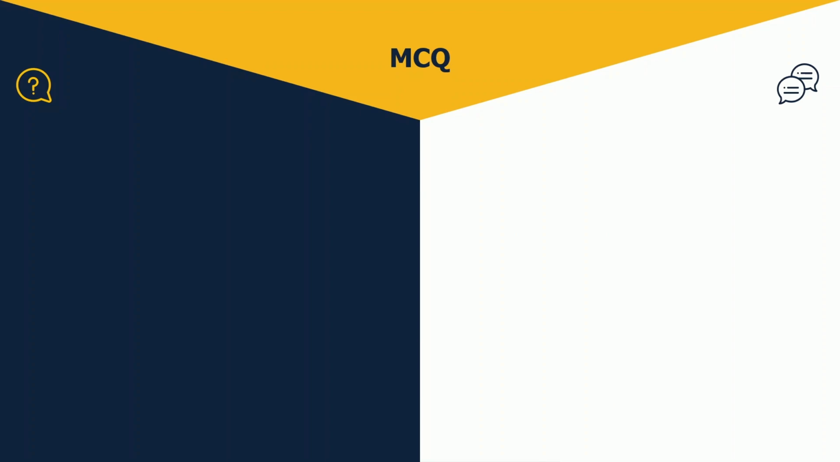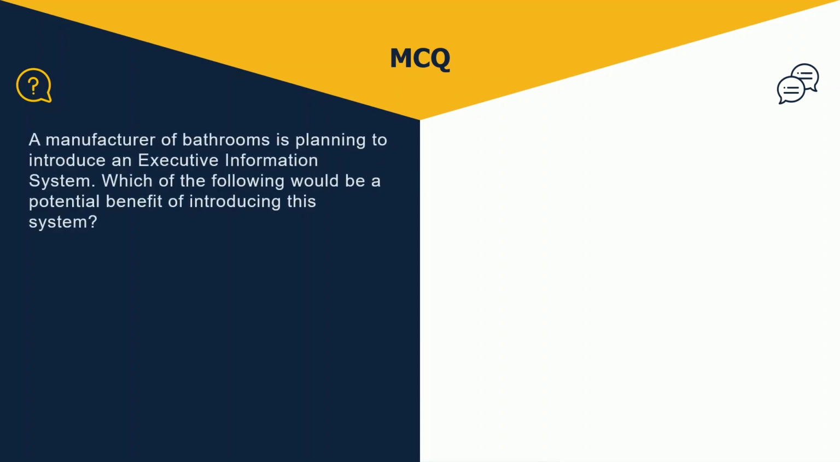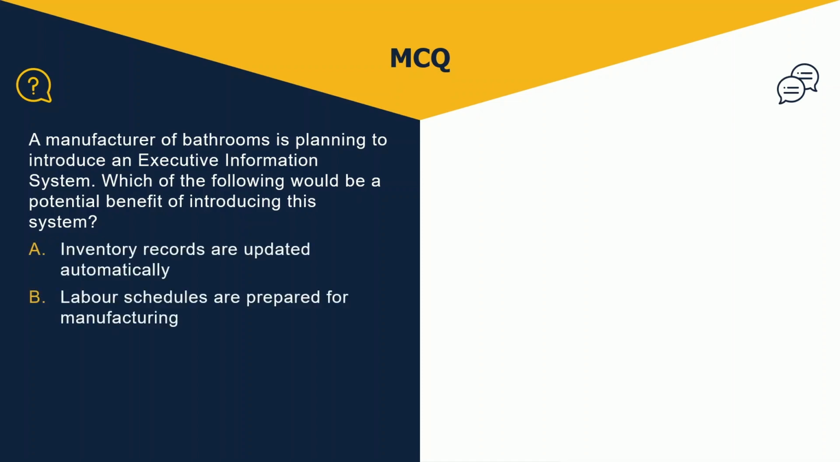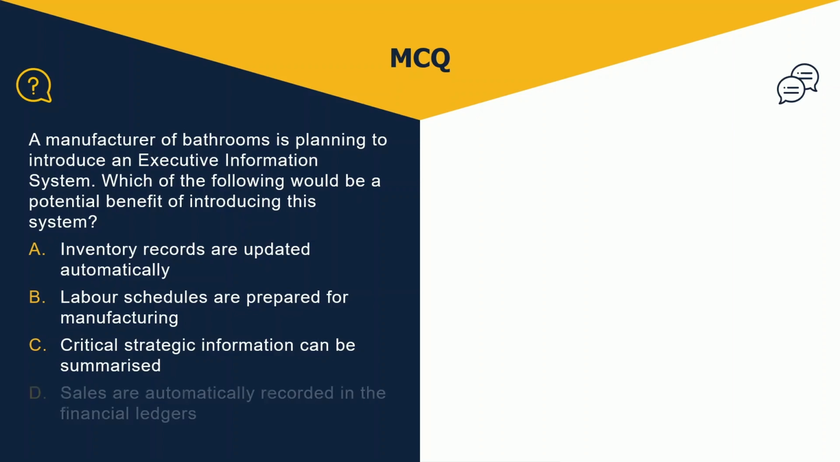So let's finish then with a multiple choice question. A manufacturer then of bathrooms is planning to introduce an executive information system. What do we think then would be a potential benefit of introducing this system? Would it be A then, inventory records are updated automatically? B, labour schedules are prepared for manufacturing? C, critical strategic information can be summarised? Or D then, sales are automatically recorded in the financial ledgers?